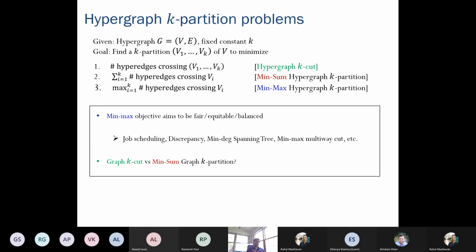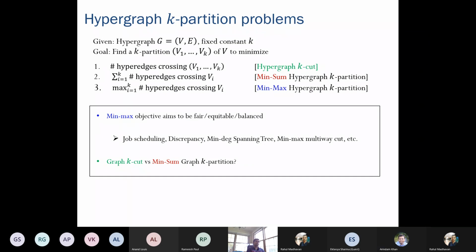No, even for uniform hypergraphs, 1 and 2 are not related. Because the issue is once you go to hyperedges, it can cross an arbitrary number of parts. Think of a hyperedge which is of, let's say, size 5, and you are thinking of K equals 3, then it could cross 2 parts, it could cross 3 parts, and so on.